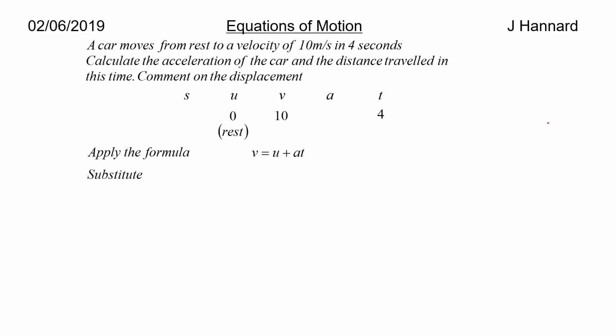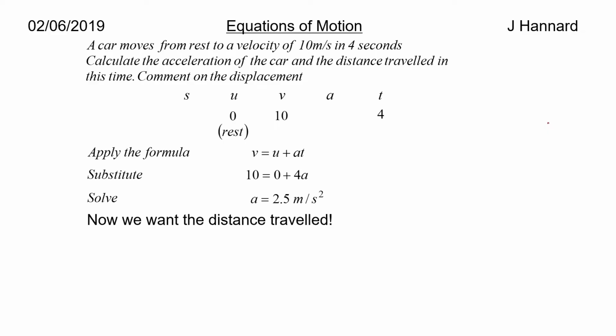Sub in the numbers. And we get 10 equals 0 plus 4a. Rearrange, and we get 4a equals 10, so a is 2.5 meters per second squared. Remember your units of acceleration from physics. So there we go, we've got part A done.